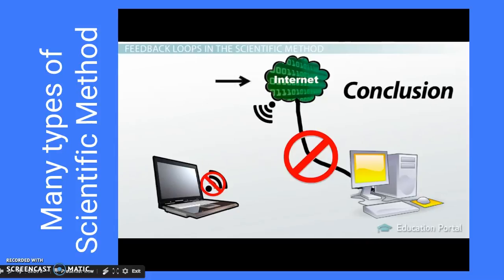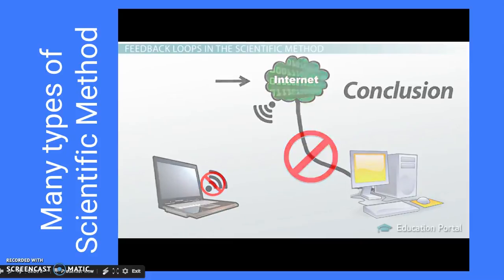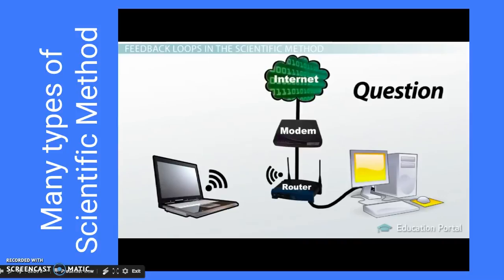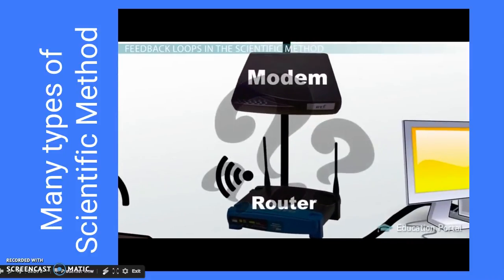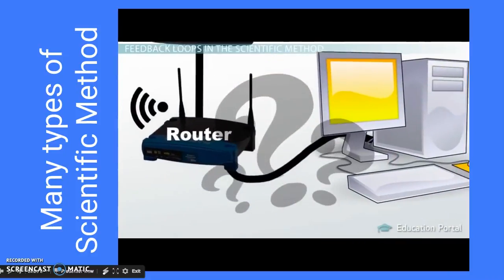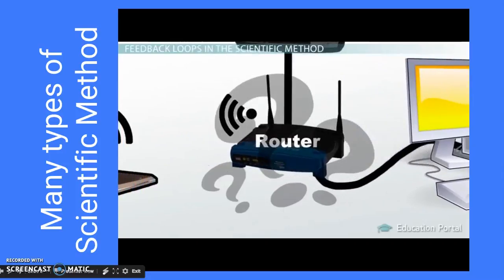Now, this conclusion answered my first question, but it still didn't get my internet to work, so I had to pose another question. Where exactly was the problem occurring in the chain of internet devices? Was it the cord between the modem and the router, the cord between the router and my computer, or was the problem in the router itself?